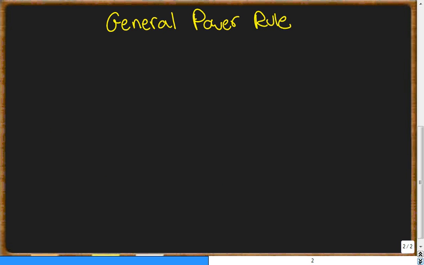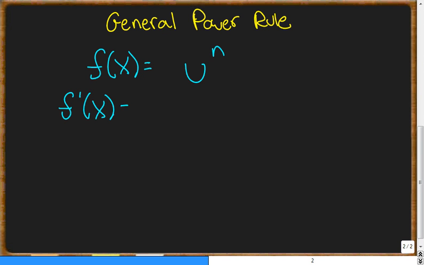Now there's also a general power rule for how derivatives work, and that would be like this. If you had a function that was some value u to the nth power, then its derivative would be defined like this: n times u to the n minus 1, so just like the power rule, but at the end you multiply by the derivative of u.